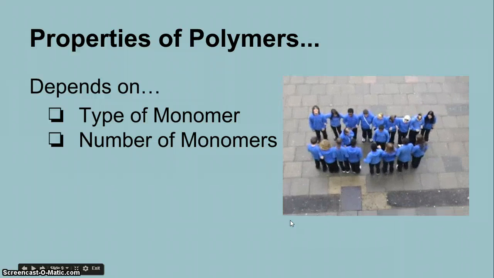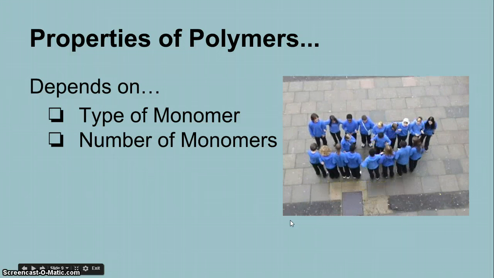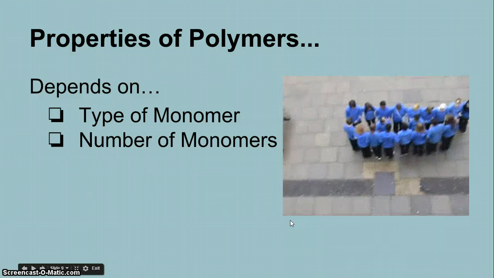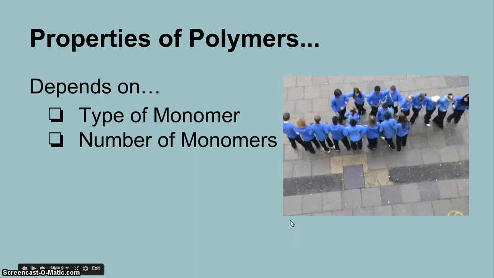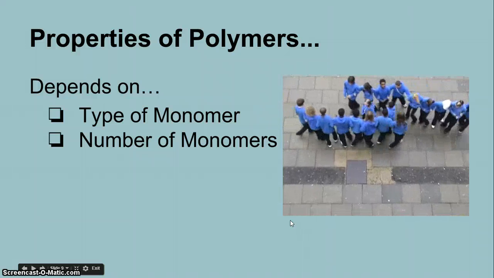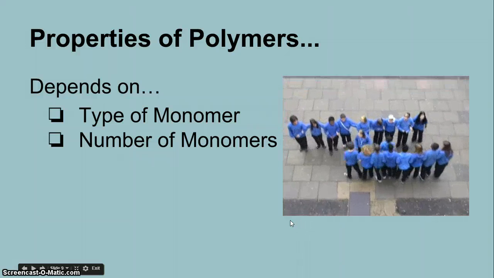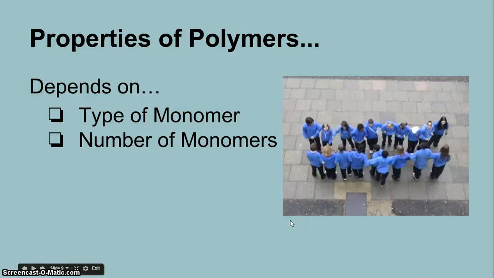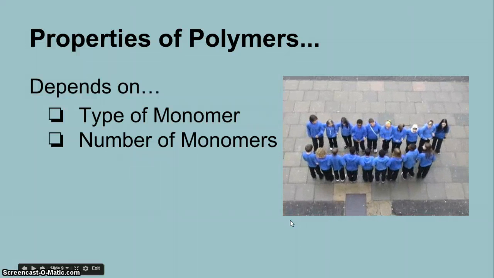This is plasticizing, which makes it more flexible. They're showing us right now how much more flexible it becomes, because these two chains can just rub against each other and slide past.